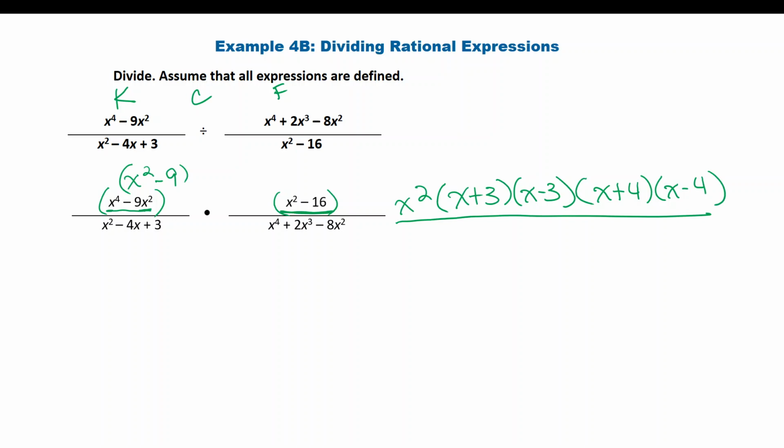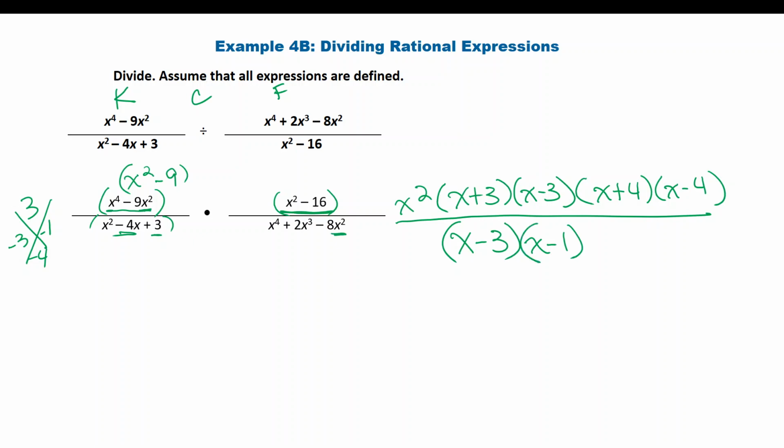All right, so now let's deal with our denominator. Here we need to factor this, so we're going to look for two numbers that multiply together to get positive 3 and add together to get negative 4. So negative 3 times negative 1 would do that job for us. Negative 3 times negative 1 multiplies to 3 and adds to negative 4. So let's go ahead and write that down, x minus 3 and x minus 1.